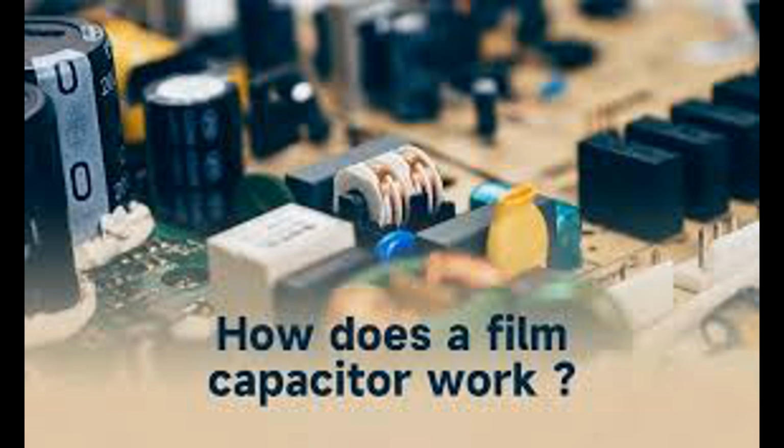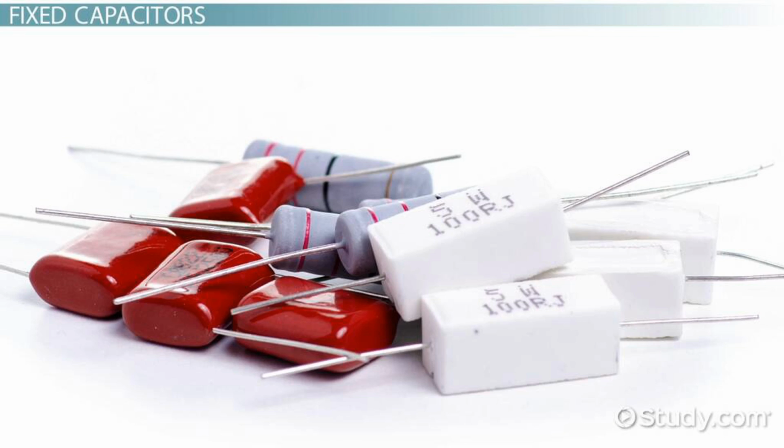This energy is stored as an electrostatic field in the dielectric. Discharging. When the circuit demands power, the stored energy is released. The capacitor discharges as the electrons flow from the negatively charged electrode to the positively charged one through the external circuit. This process allows the capacitor to supply or absorb current as needed to maintain voltage stability in the circuit.